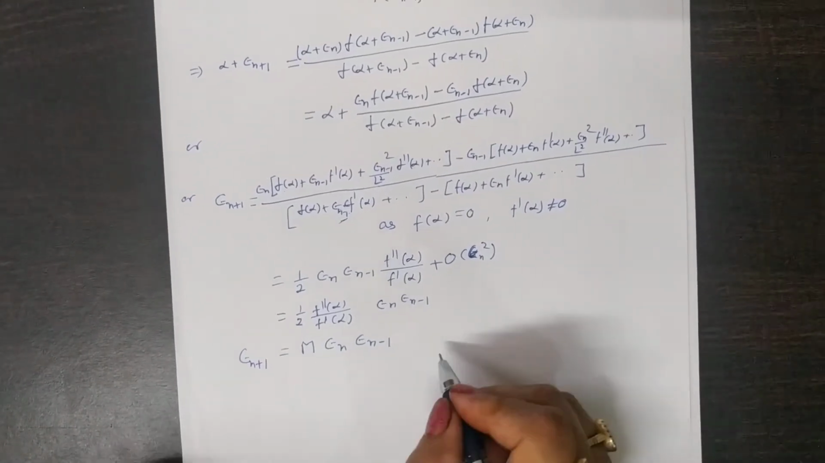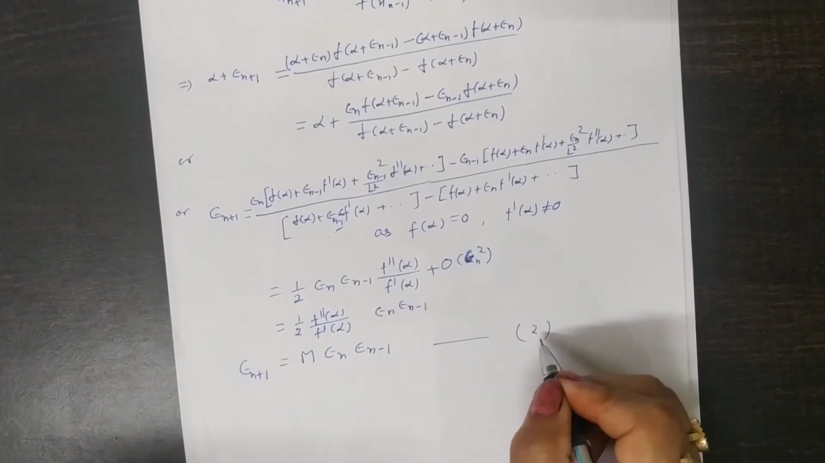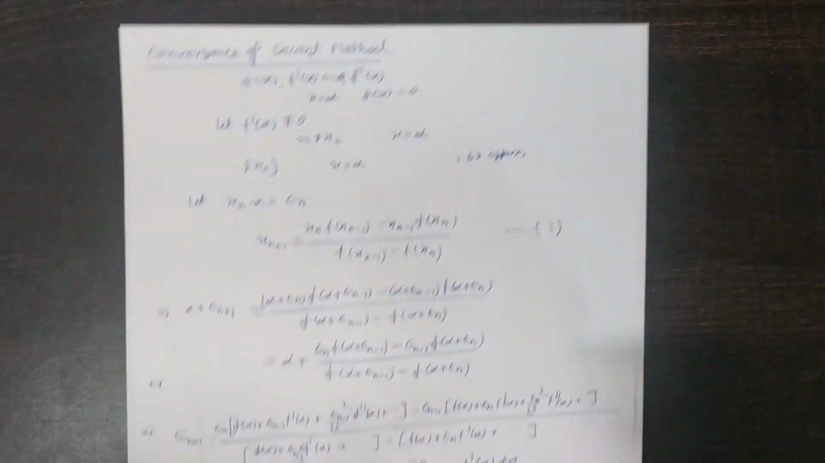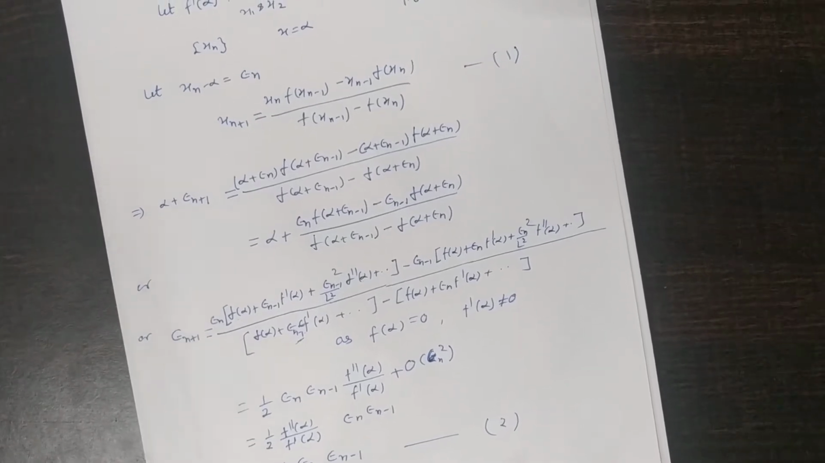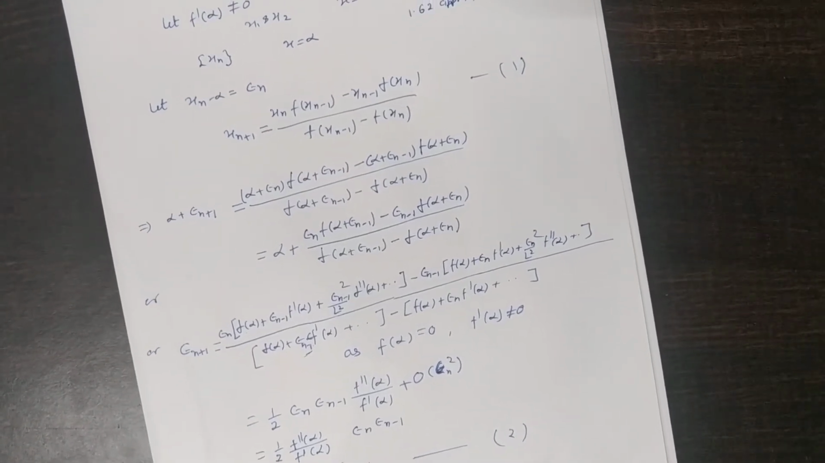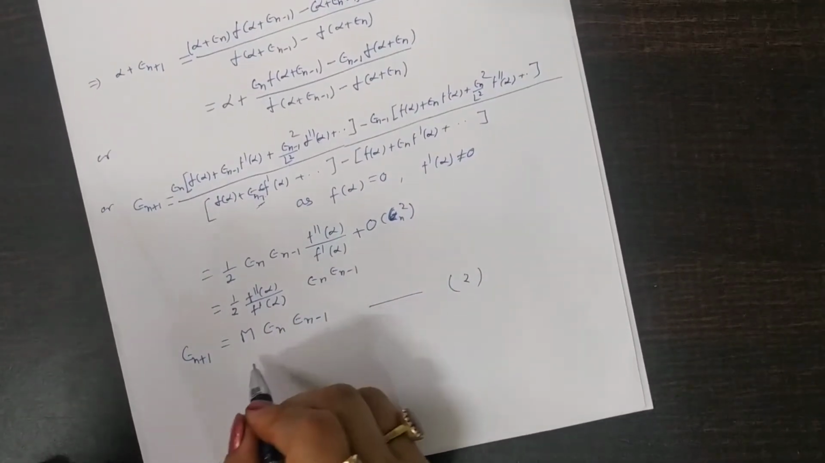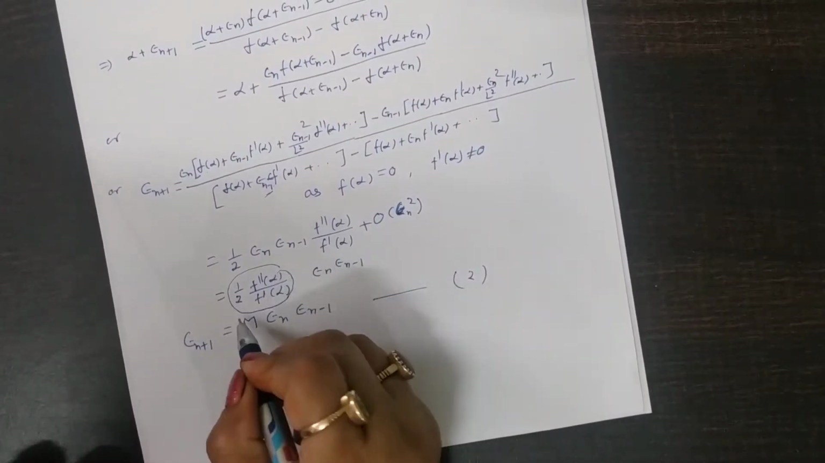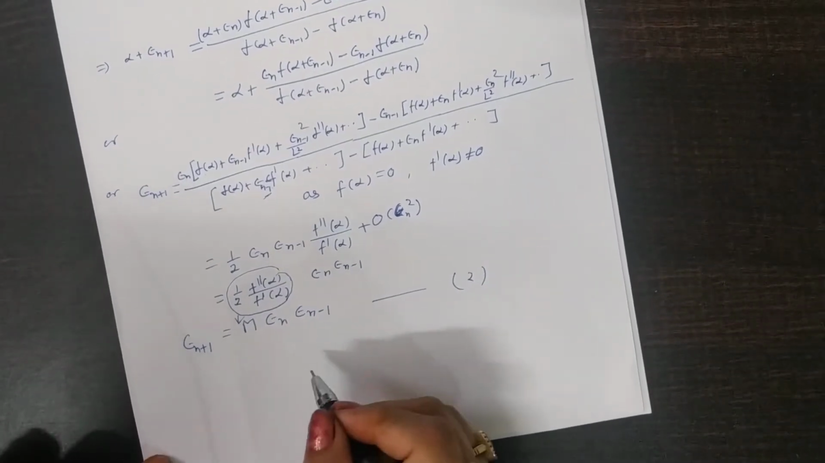Let us suppose that this is equation number 2, and the earlier formula is equation number 1. Now we have to find the rate of convergence, where M is this one. Now this shows the rapidity of the convergence.